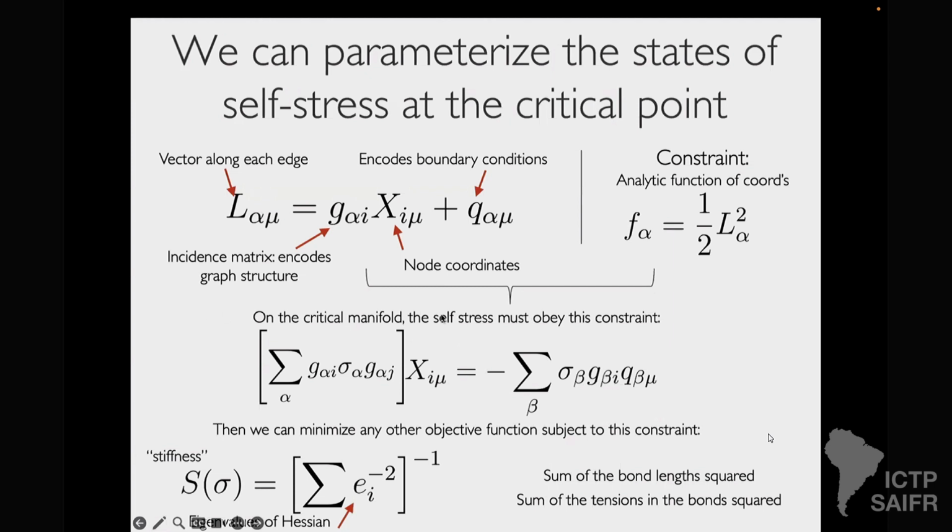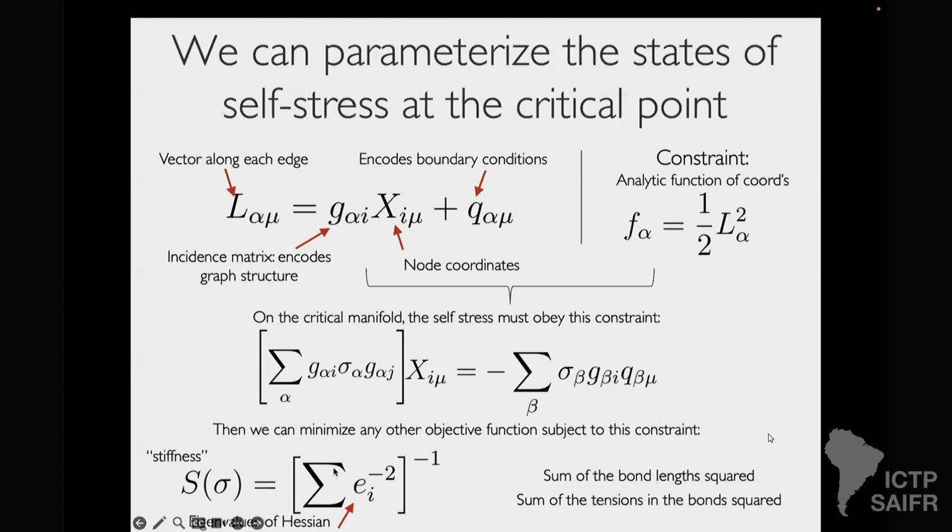So what I'm going to show you in the last minute I have is that this allows you to easily find states of self-stress. And it parameterizes all the possible states of self-stress that live on the critical manifold. So you can have systems that are on the critical manifold, and then you can also optimize a different function on those self-stresses. And there's also, by the way, a one-to-one map of those states of self-stress back onto the bonds or to the coordinates. So you can get to real space really easily.